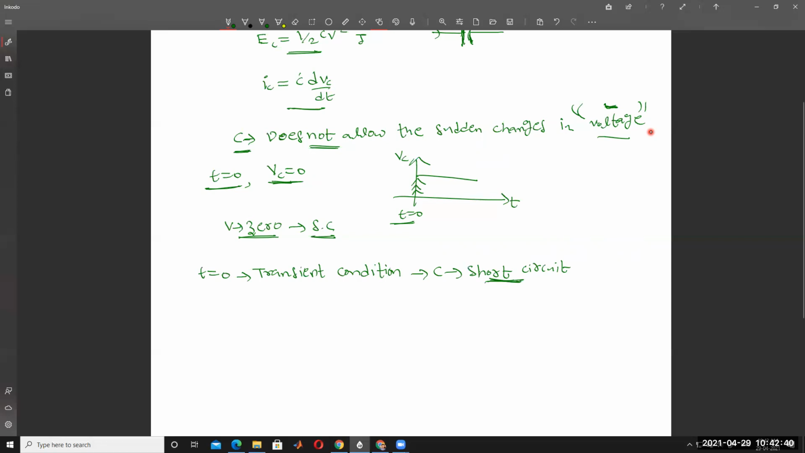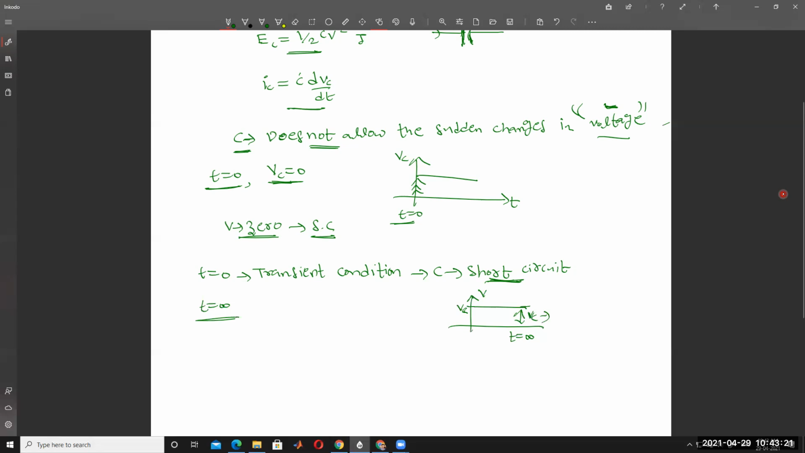And at t is equal to infinity, what is the voltage across the capacitor? It's a maximum. At t is equal to infinity means here. So this is the t is equal to infinity case. For example, this is called maximum voltage Vc. So Vc is a constant.